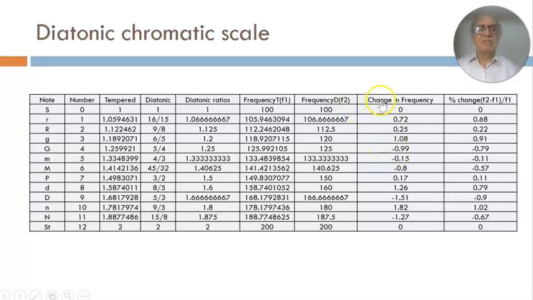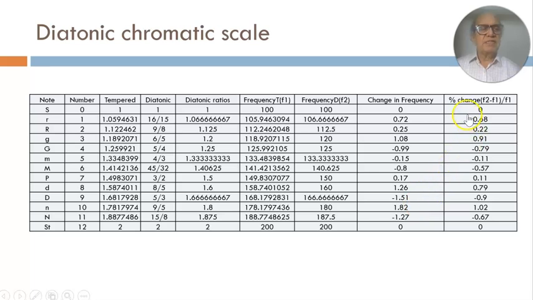Remember our convention, the way we are writing change in frequency is the difference of tempered scale frequency minus the diatonic frequency. Okay, sorry, the other way about: diatonic frequency minus the tempered scale frequency. So when it is positive, it means that the diatonic frequency is higher. When it's negative, it means it is lower. Okay, so these are the differences in frequency, absolute numbers in floating point.